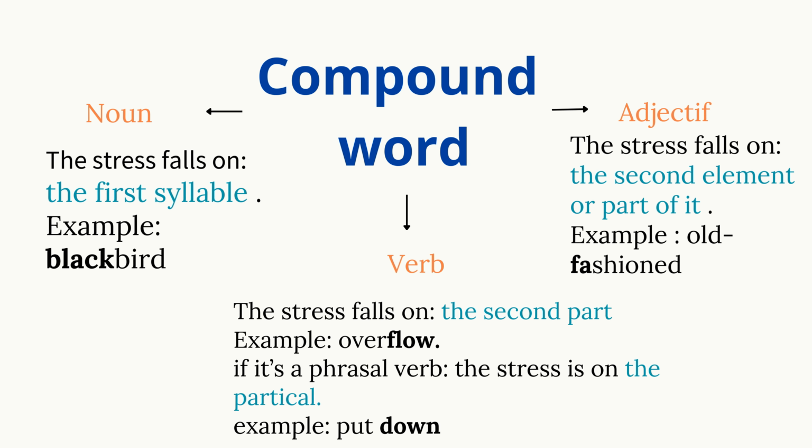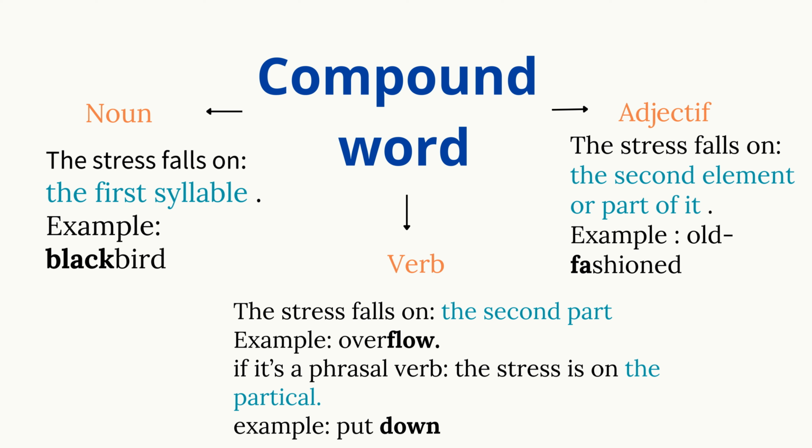Let's talk about compound words and how stress patterns work with them in English. First, in compound nouns, the stress typically falls on the first syllable. For example, in the word blackbird, the stress is on black. When it comes to compound adjectives, the stress usually falls on the second element or part of the word. For instance, in old-fashioned, the emphasis is on fashioned.